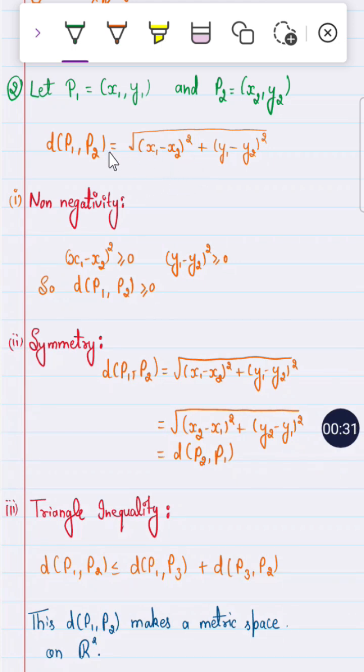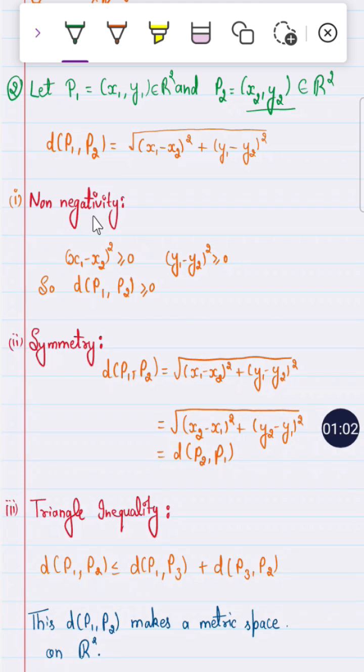Now we have to prove that this function makes a metric space on R. How do you prove that? If this function satisfies three properties: non-negativity, symmetry, and triangle inequality, then this implies that this function makes a metric space on R2. This is because this is in R2, and this is also in R2. So this function makes a metric space in R2.